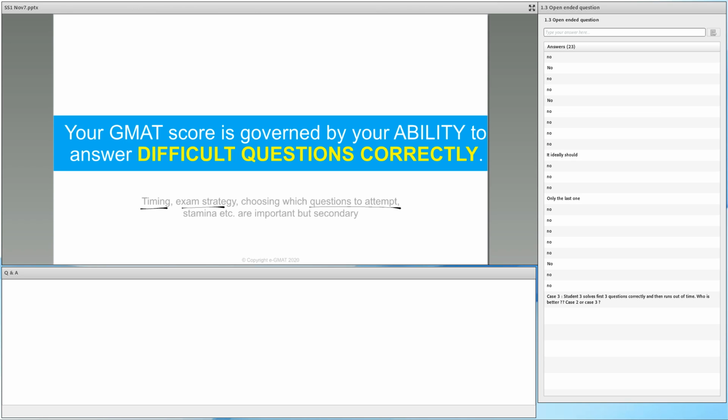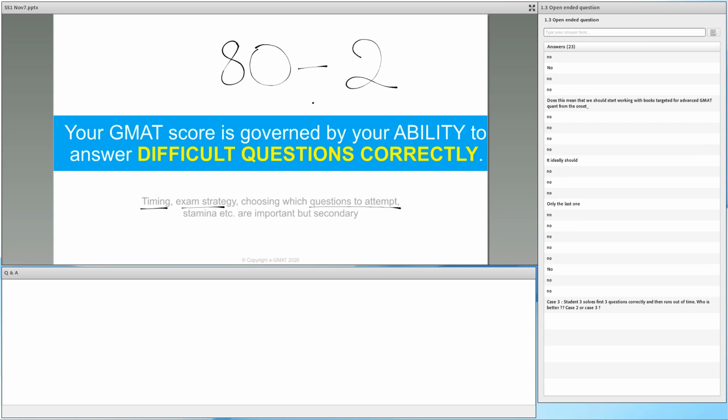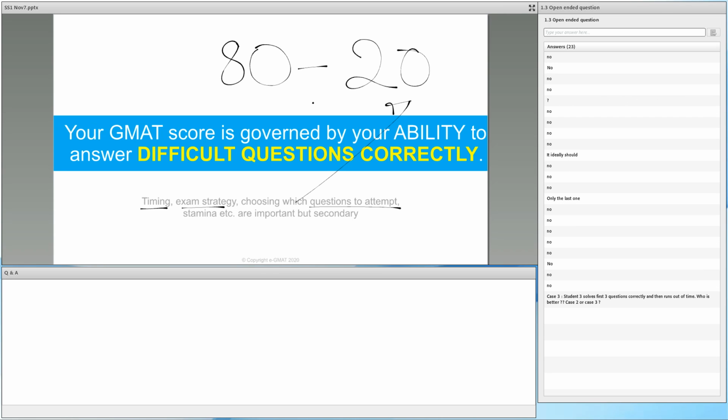But if I were to really draw that 80-20 rule, the 80 part over here would be that ability to answer difficult questions correctly, and the 20 part would be all of these things over here. The 80 part would be this part. And in my experience, and I've taught upwards of 50,000 students, it's this 80 part that pulls people down. It's not this for 9 out of 10 students. Only 1 out of 10 students is where this part starts to become important.